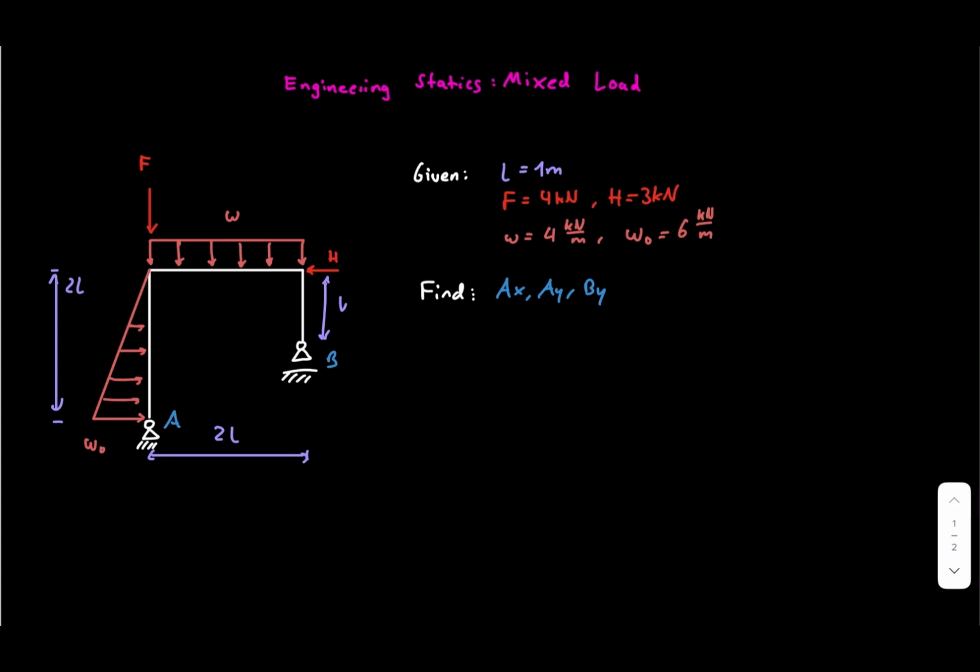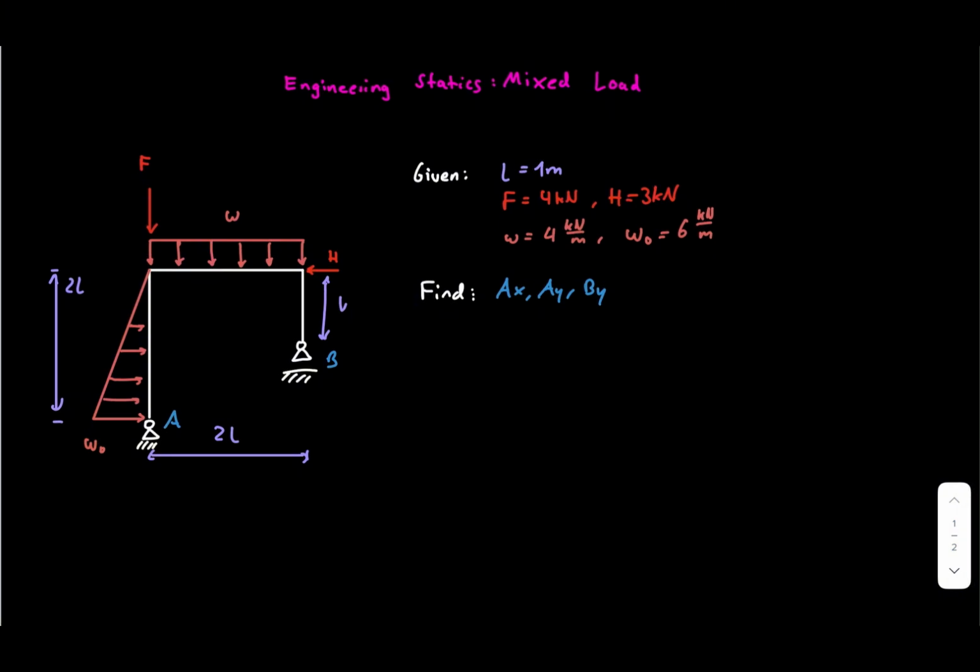This one looks much more complicated than the examples before because several load types appear at the same time. We have a point load, a horizontal point load, a uniform distributed load, and a triangular distributed load. But the main message is simple. We do not need a new method. We only combine the tools we already learned.